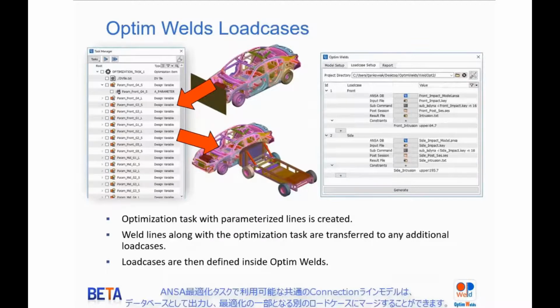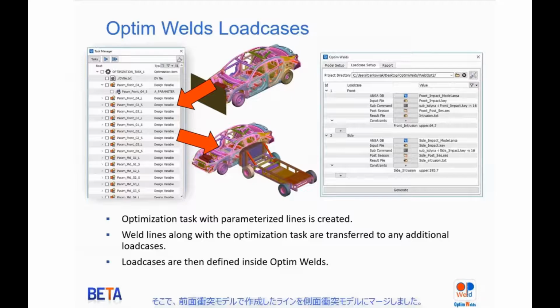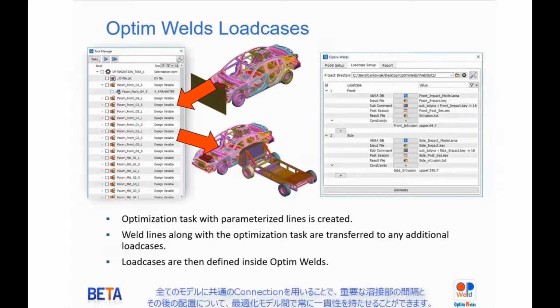The common connection line model, along with the ANSA optimization task, can be output as a database to be merged with any other load cases that will be part of the optimization. So we take the lines created in the front impact model and merge them into our side impact model. With common connections in all models, we can be sure that the spacing and subsequent placement of critical welds will always be consistent across the models we're optimizing.